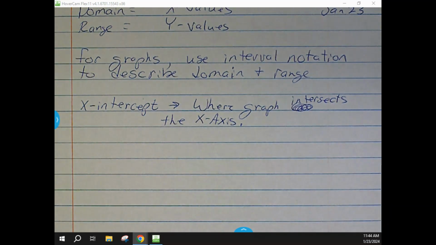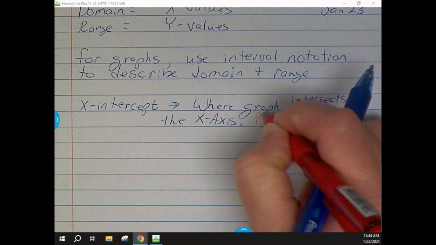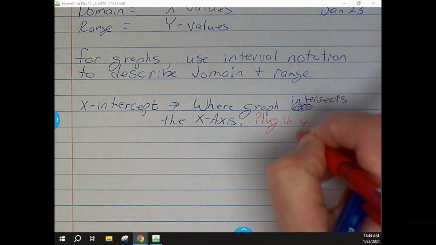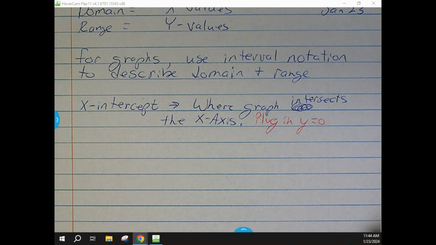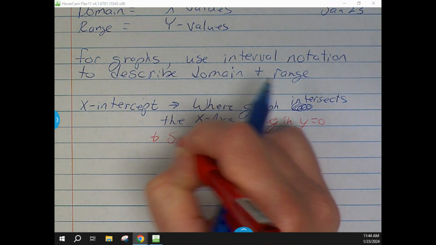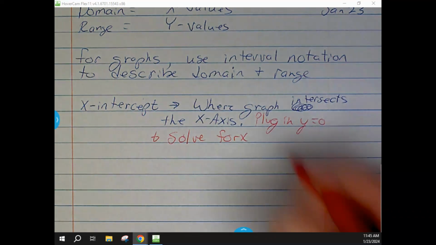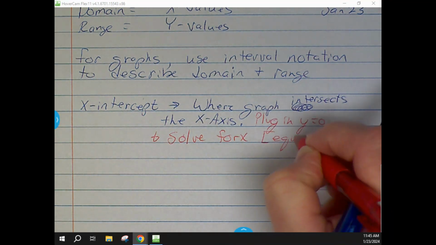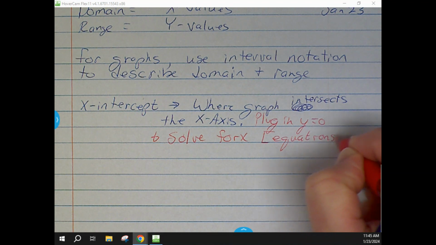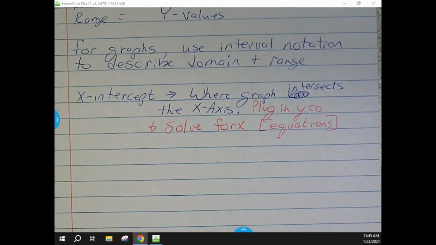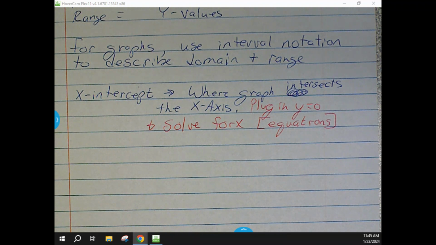If they give you an equation, you have to plug in y equals 0 and then solve. Because if they give you a graph, it's really easy to look at it and find what it is. But if they give you an equation and ask you what's the x-intercept, you plug in 0 for the y value and then you solve that for x from there.